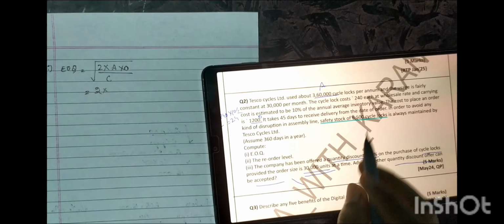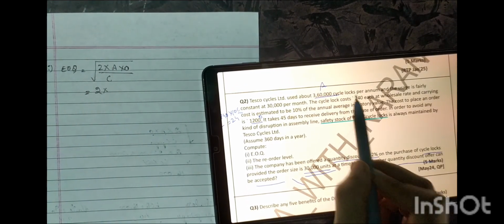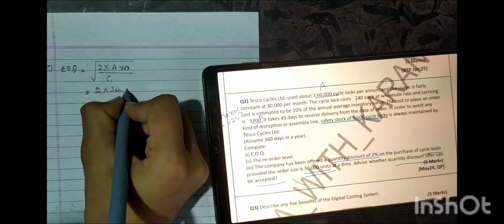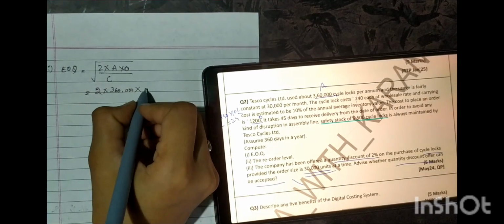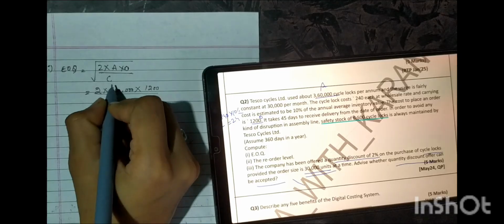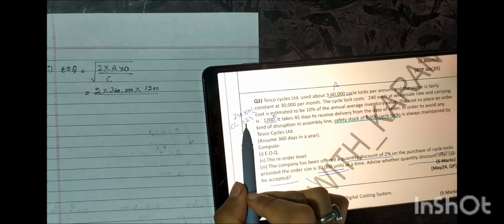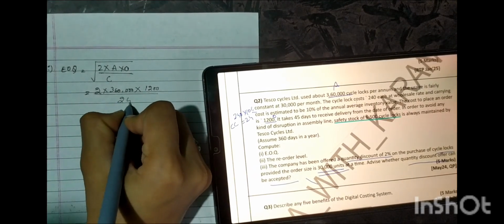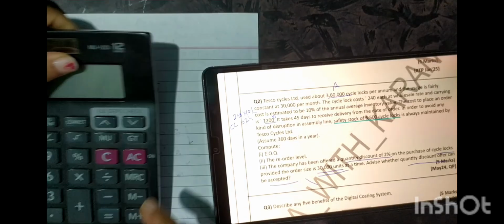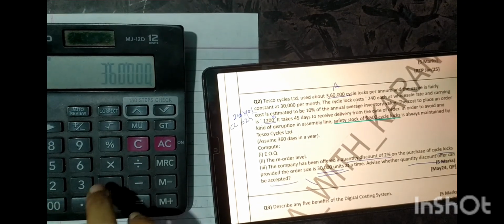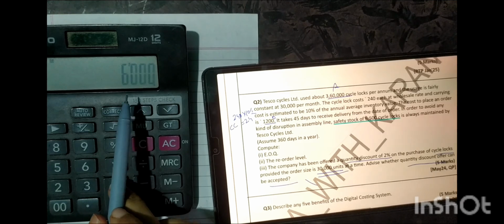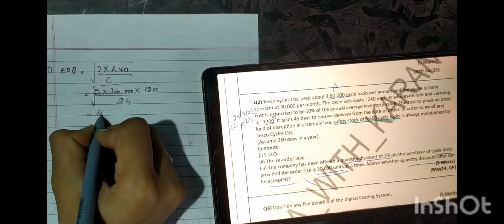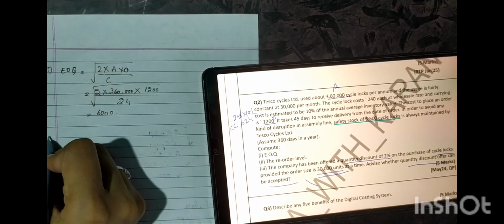So EOQ is equal to the square root of 2 into annual demand. Annual demand is 3,60,000 cycle locks. Okay, so 3,60,000 into ordering cost per order, which is 1,200, upon carrying cost per unit per annum, which is 240 into 10%, so it is 24. So 2 into 3,60,000 into 1,200 upon 24, square root, it is 6,000. Done.